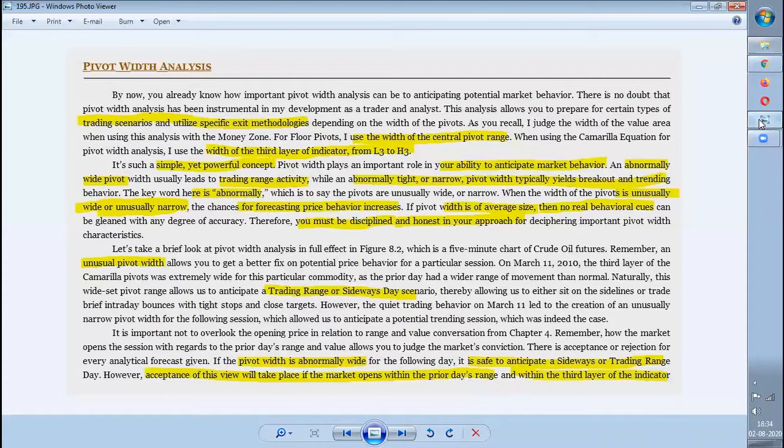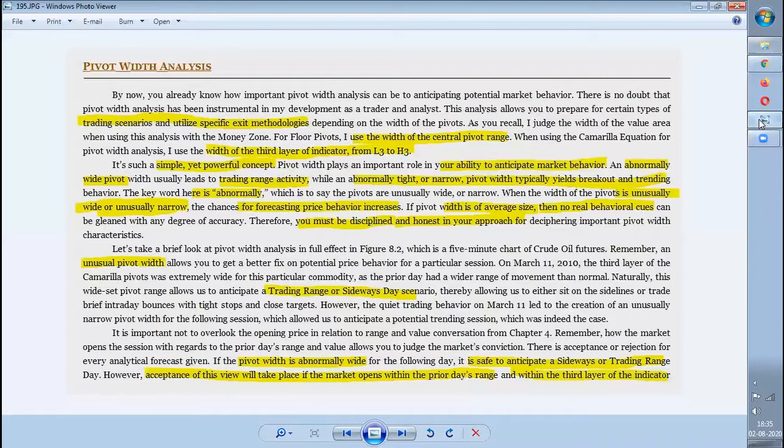The same concept you can use in Camarilla also. If the distance between L3 and H3 is abnormally tight, then the market can expand. The market can expand means the market can be a trending day. When a trending day happens, either L4, L5 can be broken and further movement can be done, or H4, H5 can be broken and further movement can be done. If you are very disciplined and you apply this Camarilla with a very good honest approach, then you will be able to make some good returns.